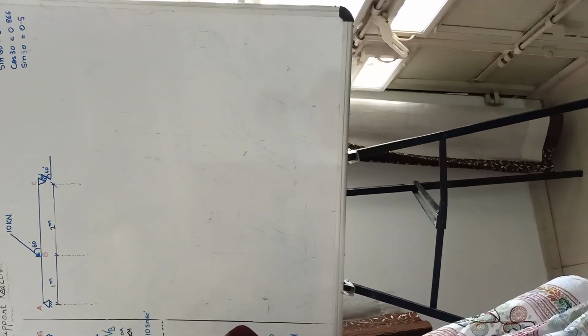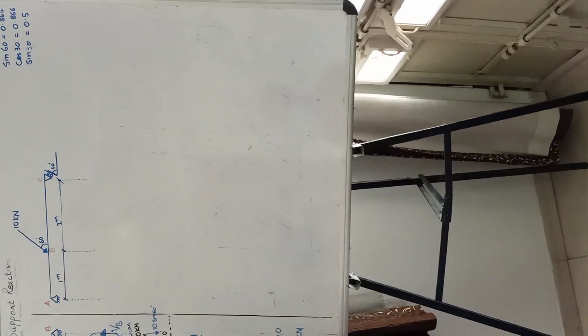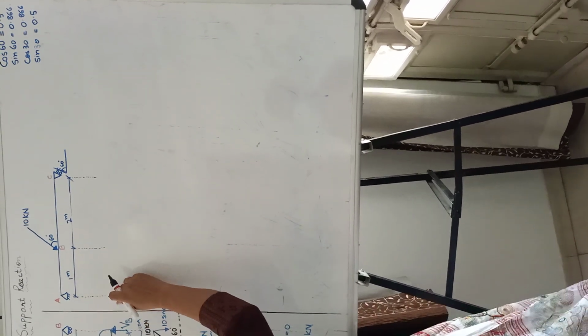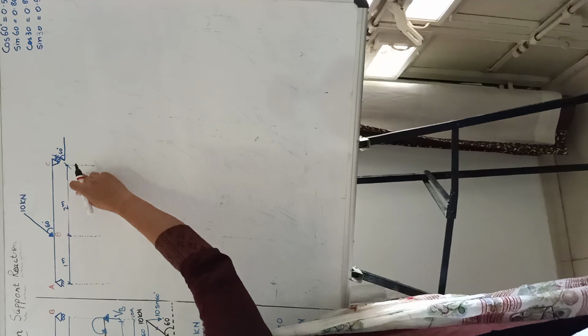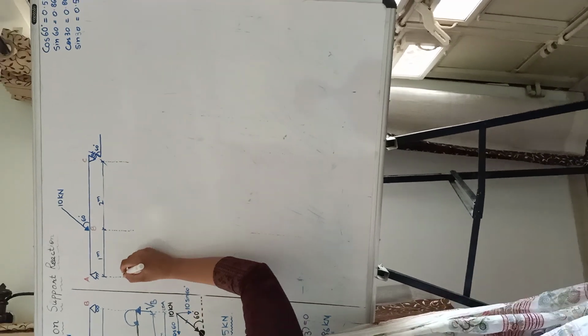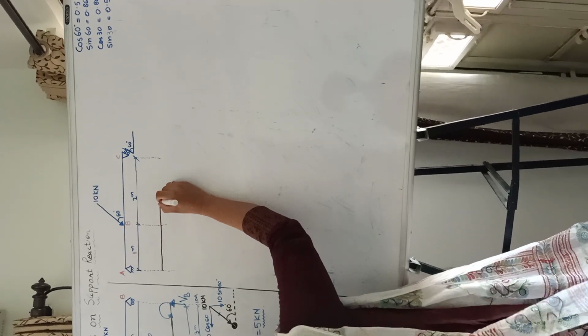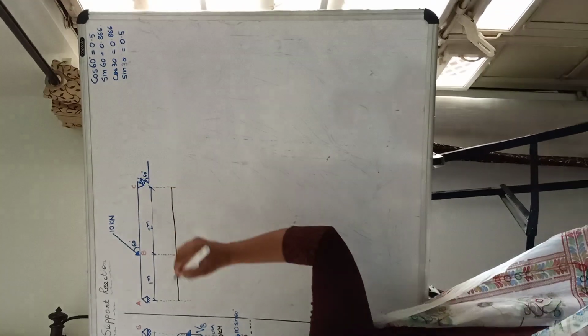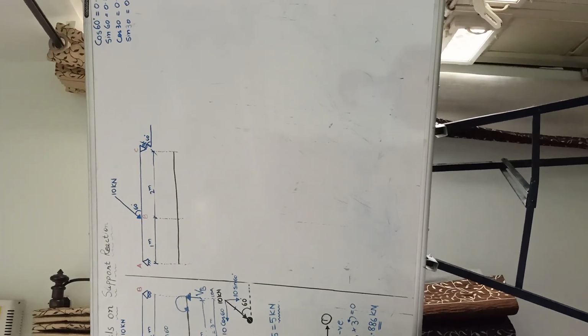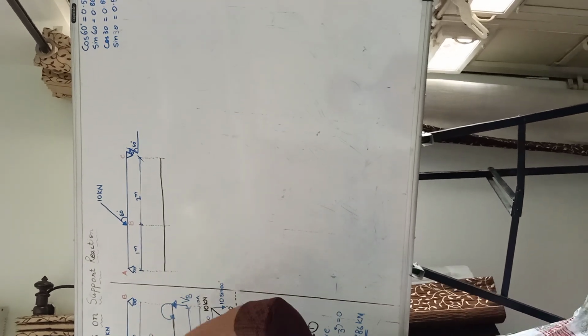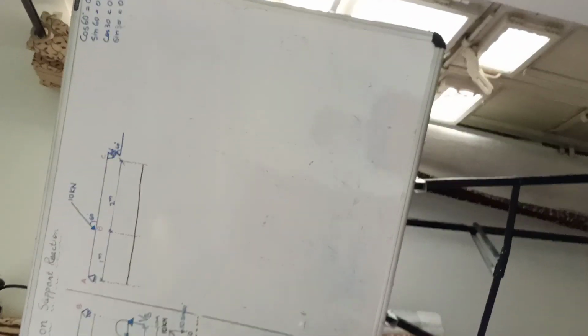So first of all, we will draw a free body diagram. So I have taken the points A, B and C in the downward direction. Then we will draw a horizontal line. So we are drawing a horizontal line. Now the support is a hinge support.